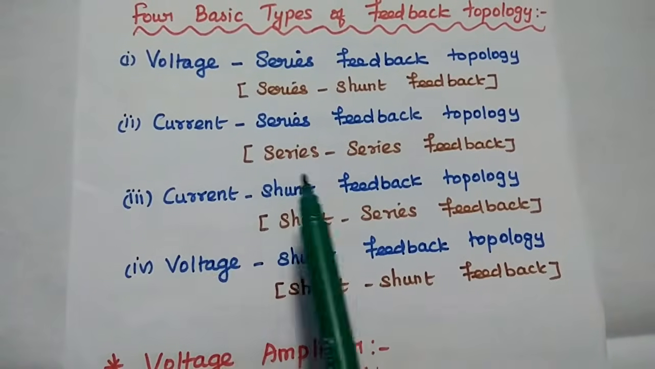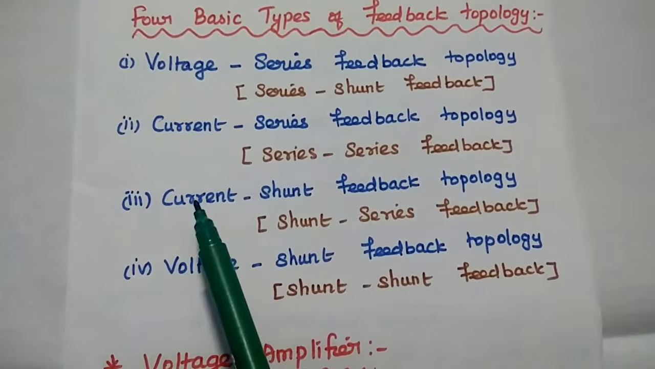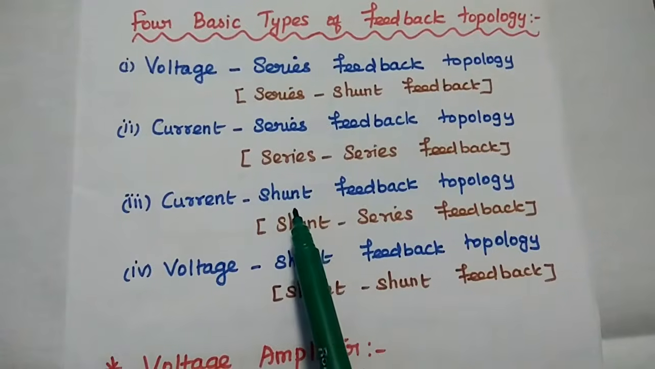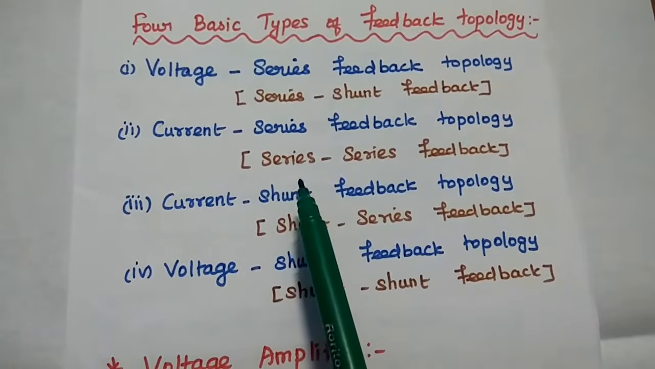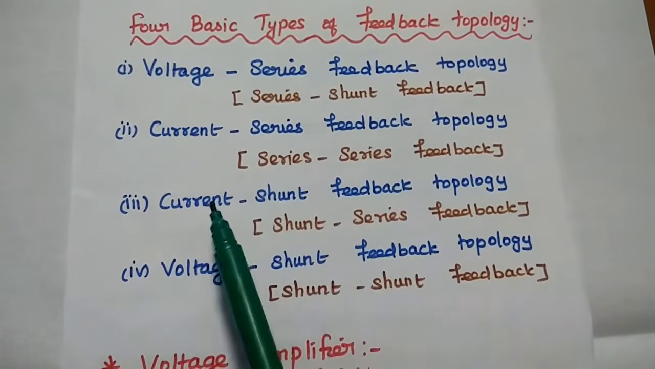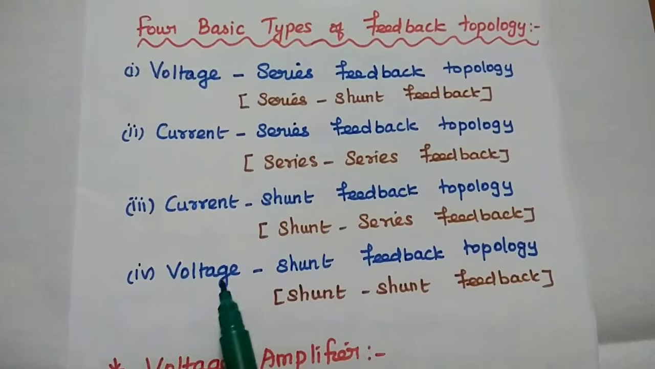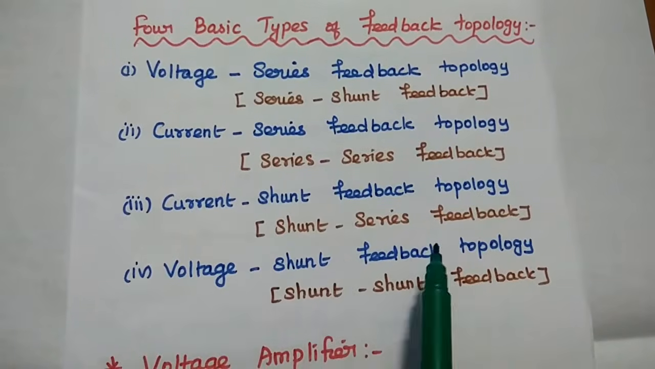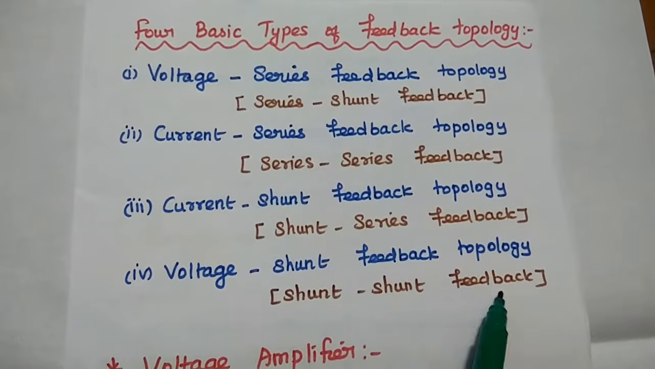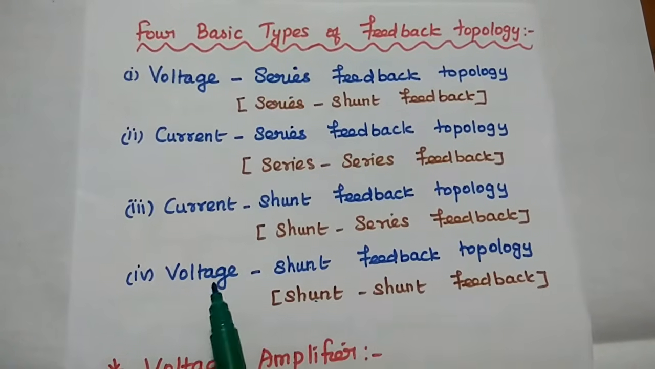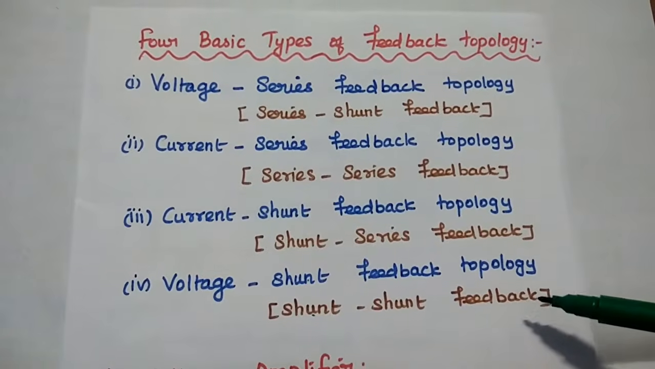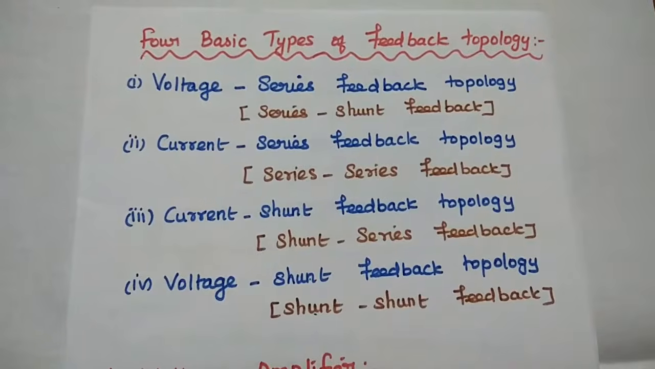So next one is current shunt feedback topology. So we are going to take the current samples at the output side and connect the feedback signal in shunt connection with the input side. So here it can also be represented as shunt series feedback. The last one is voltage shunt feedback topology. It is represented as shunt shunt feedback. So shunt is here, voltage is represented as shunt. Okay, do you all understand? So this is very important in feedback topology.